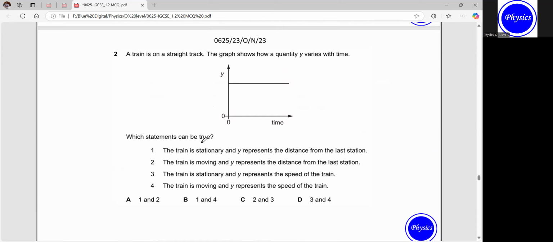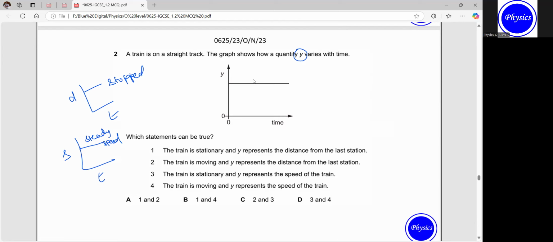A train is on a straight track. The graph shows how a quantity Y varies with time. Which statement can be true? The time is given, but we have to find what Y is. Let us say for a distance time graph, if it is like this, it is stopped. For a speed time graph, if you have a line like this, then it is steady speed. Let us see what statement matches with this one.